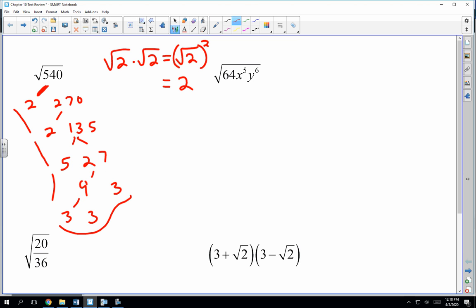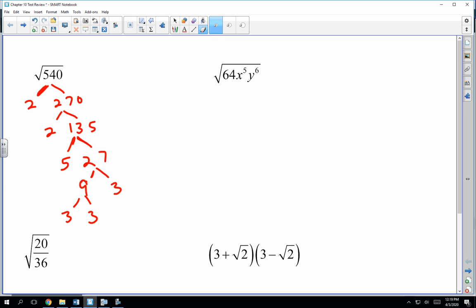Let's go ahead and put this back in. There's our little that and that, that and that. That's the number 27. We have a 9 and a 3, and the 9 becomes 3 and 3. So what we're doing is looking down this bottom layer here and finding all of our pairs. We're going to pull out one of each pair out of the radical, and that will be our simplified version of this. So it will look like this.